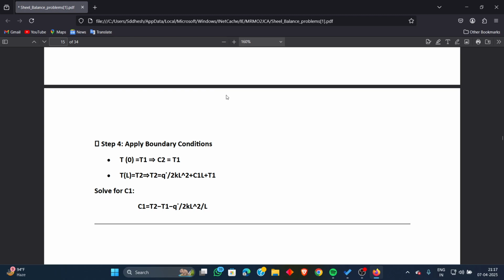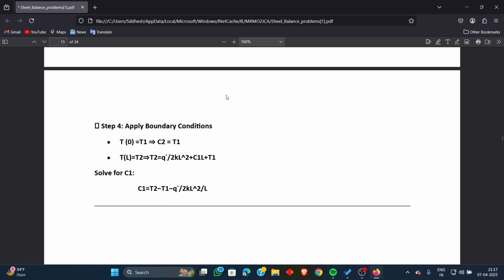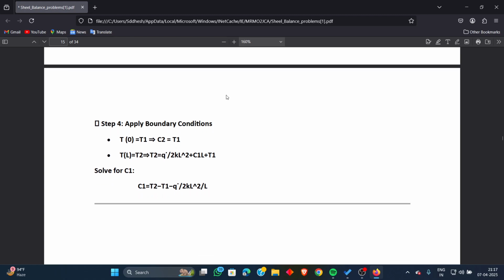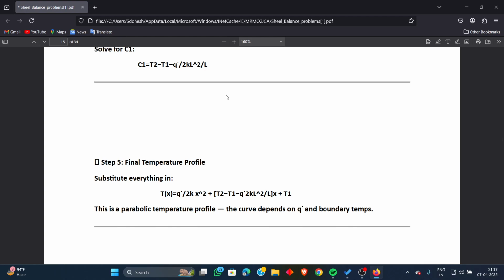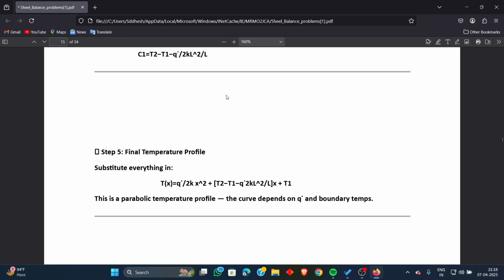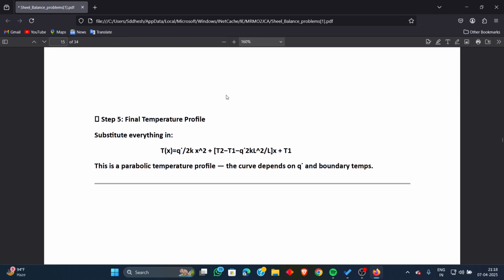Step 4, applying the boundary conditions. We get a value for C1 here, that is (T2 minus T1) minus K Q dot upon 2 K L square. Step 5, that is the final temperature profile. Substituting everything, we get a parabolic temperature profile, and the curve depends on Q dot and the boundary temperatures.